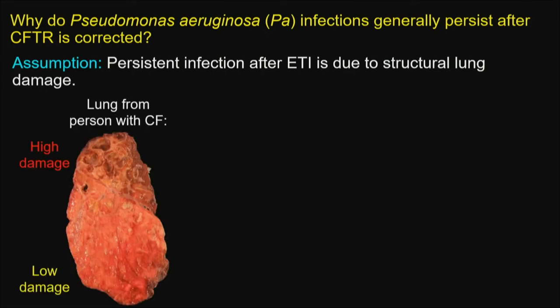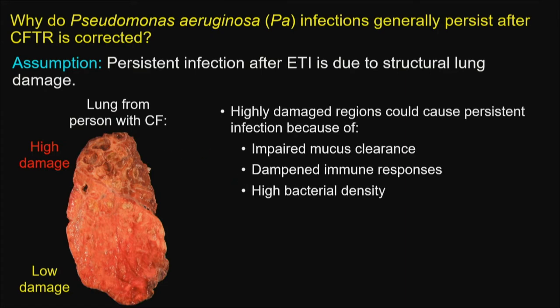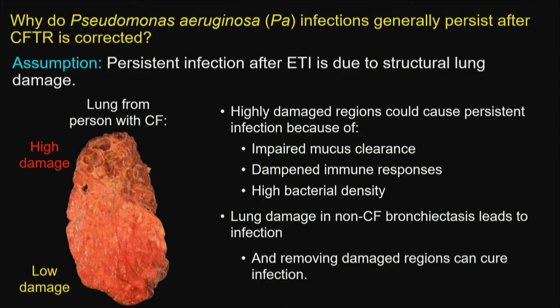And so what I mean by that is here's an example of a lung from a person with CF, where you have areas of the lung with high degrees of damage and other areas with low degrees of damage. And so we thought that these high damage areas may be the source of persistent infection because they could have impaired mucus clearance, dampened immune responses, and higher bacterial density. Additionally, when we look at non-CF bronchiectasis, lung damage can lead to infection, and removing the damaged lung regions can cure infection, which establishes this link between damage and infection irrespective of CFTR status.